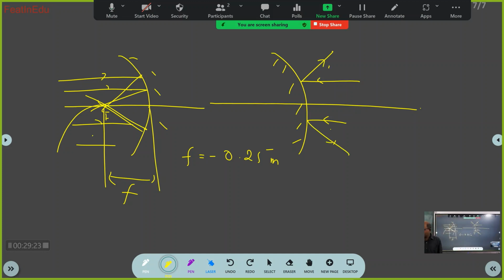Where is the focal point? So this becomes the principal focus, and this becomes the focal length. So in this case, what is f equal to? Minus 0.25. I tell my answer so confidently and smiling. That shows he has understood.